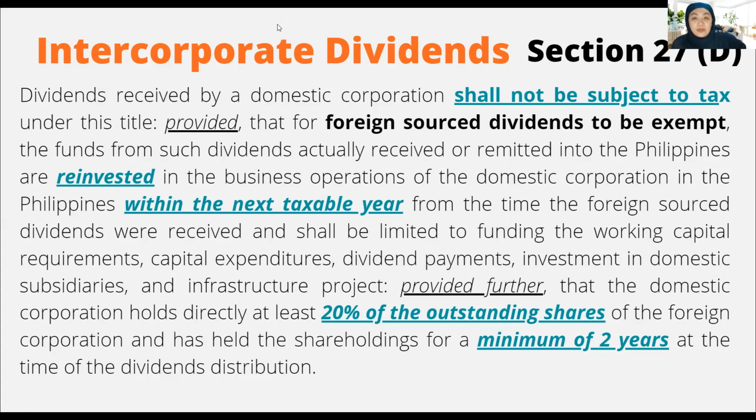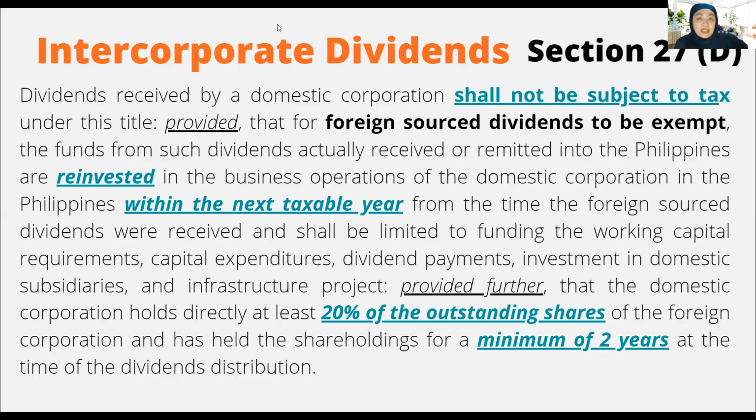Now, in the first place, what are dividends? These are earnings. Annually or quarterly, the corporation earns. When they have a positive taxable income, some of their income will go to the retained earnings. These are accumulated throughout the years, and then there is a time that the board of directors will decide that a reasonable portion of the retained earnings will be distributed to the shareholders. In this aspect, the shareholders will receive dividend income subject to tax.